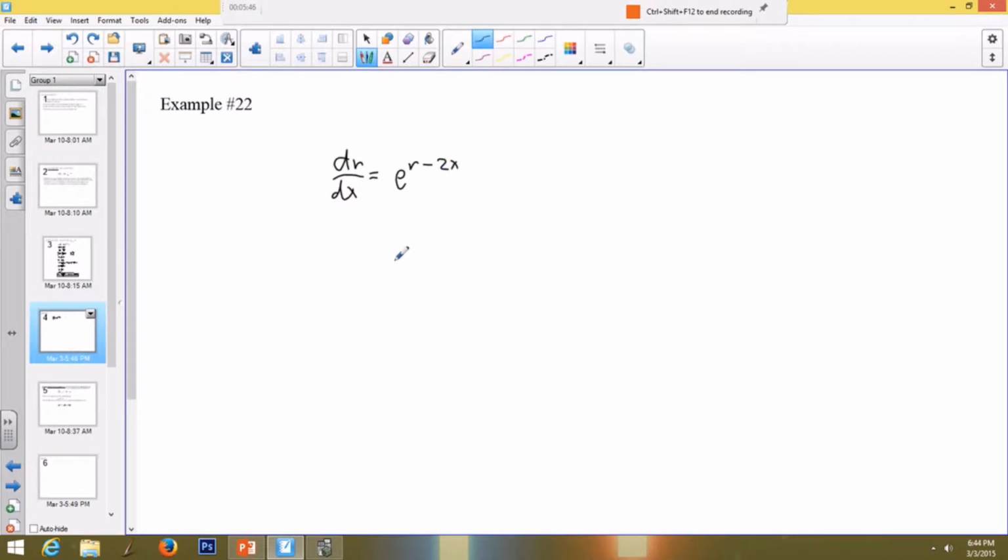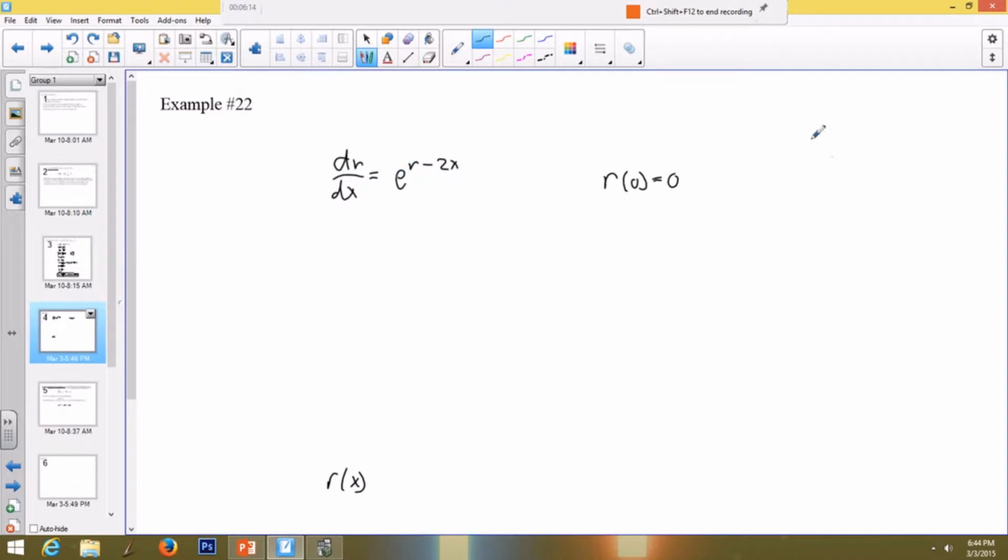And then they say that r of 0 is equal to 0. So we're essentially trying to find r of x. When we're done, our function is going to be r in terms of x only. Well, let's see here. If I want to do this, I got to separate these variables somehow. That's not going to be too difficult.